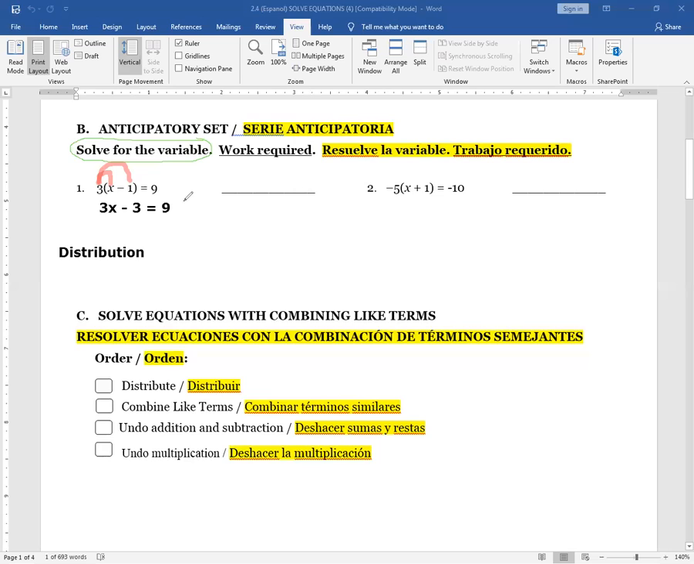So the first thing we're going to do is distribute. Then we're going to combine like terms. All right. So we already distributed, so we can check that off. Now we need to combine like terms. So negative 3 equals 9. We want to get the negative 3 and the 9 together. So how do we do that? Well, we're going to add 3 to both sides. So plus 3. Why are we adding 3 to both sides?